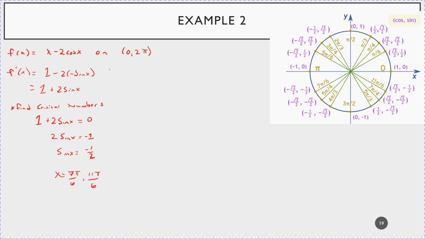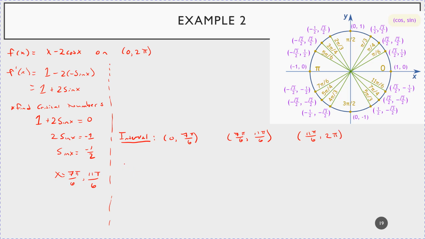Yeah, I'll do it on this slide right here. So interval. It looks like we have the interval. It goes from 0 to 7 pi over 6. And then it's going to go from 7 pi over 6 to 11 pi over 6. And then from there, it's going to go from 11 pi over 6 to 2 pi.